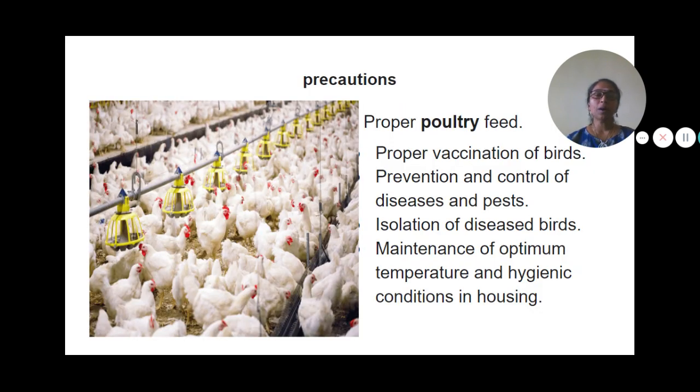The precautions are proper poultry feed, proper vaccination of birds, prevention and control of disease and pests, and isolation of diseased birds. That's very important. Also maintenance of optimum temperature and hygienic conditions in housing. With all these precautions, we can get a very good result, a profit from poultry farming.